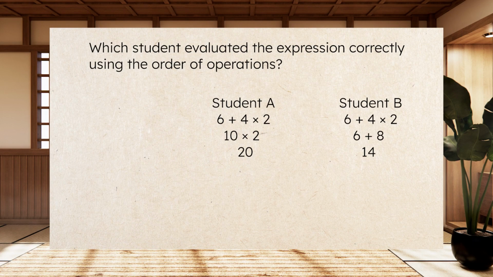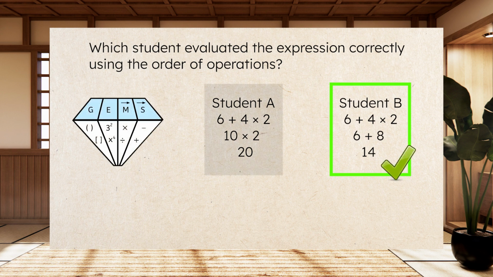Student B evaluated the expression correctly. According to the order of operations, multiplication comes before addition. So we simplify 4 times 2 first, which equals 8, then add 6 for a total of 14. Student A didn't follow the order of operations, so they added 6 plus 4 first, and then multiplied.